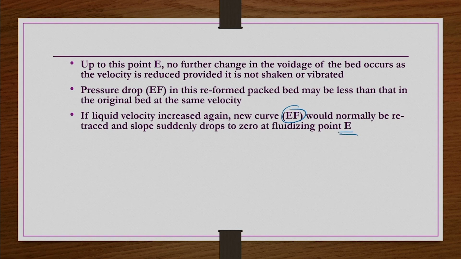So, in the figure, on increasing the velocity we have the O, A, B, C, D curve, while on decreasing the velocity we have the D, C, E, F curve. Now if you increase the velocity again to see how the fluidization will take place, under such conditions we are going to get this E, F and then C, D curve rather than the O, A, B, C, D curve.